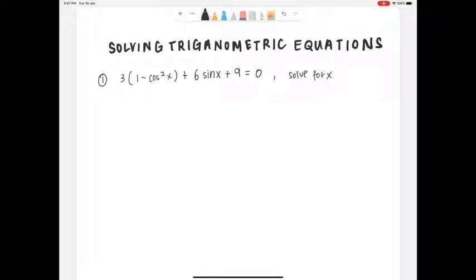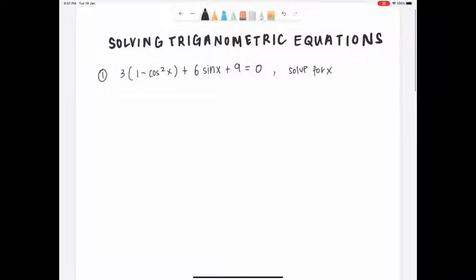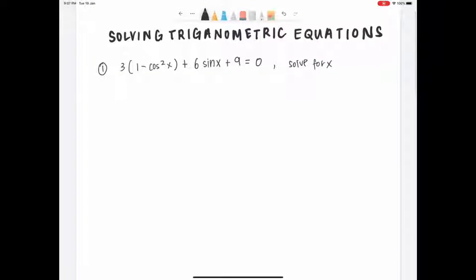Hi, this video is going to be about solving trigonometric equations. For the first type of equation, this could be a possible exam question they could give you. So it's this. And you might be wondering, how am I supposed to solve this? There's both cosine and sine, and there's a square.